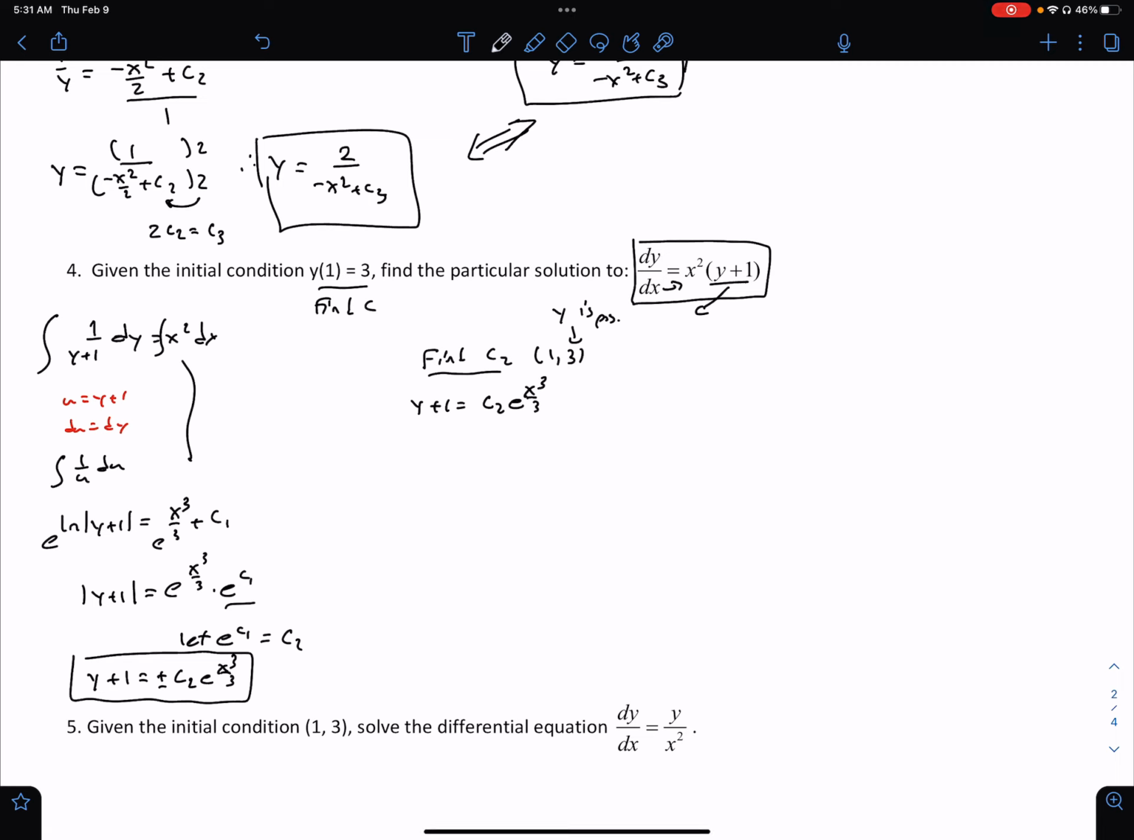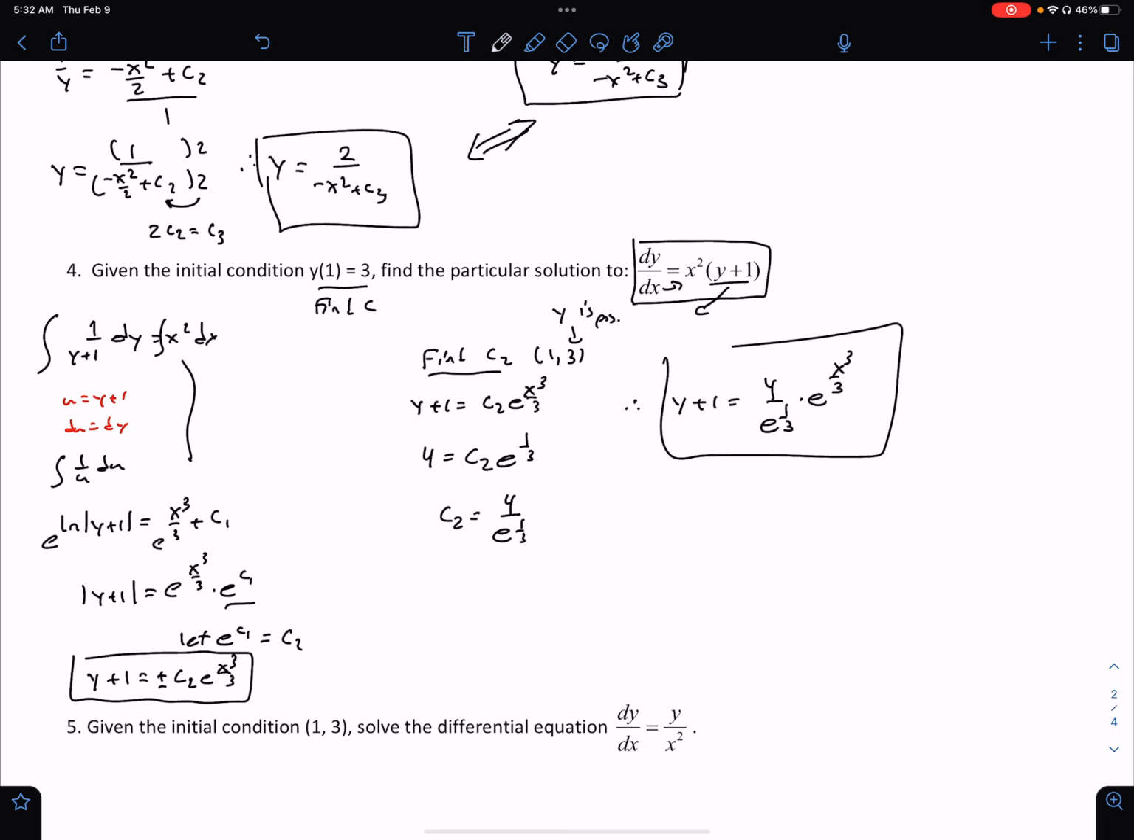So y is 3, so that's 3 plus 1, which is 4, equals c2. X is 1, e to the 1/3. Oh, just dividing. C2 is 4 over e to the 1/3. It's ugly, but it's okay. So therefore, our equation, y plus 1, would equal 4 over e to the 1/3 times e to the x cubed over 3. And there's your answer.